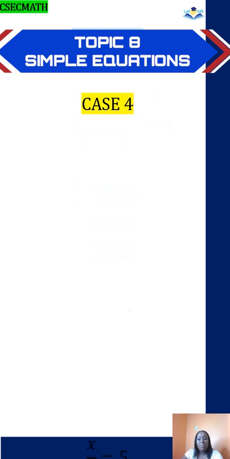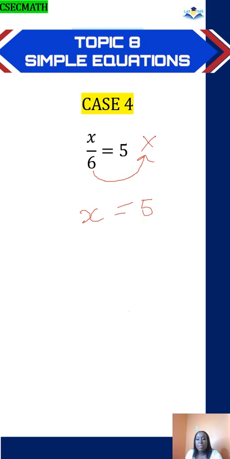Case 4, x over 6 is equal to 5. Again, I want to solve for x. However, x is being divided by this 6. So to get rid of this 6, I would have to do the opposite operation. And instead of dividing, I would be multiplying. So to solve for x, I would have to multiply by 6 on the other side, and the value for x is going to be 30.